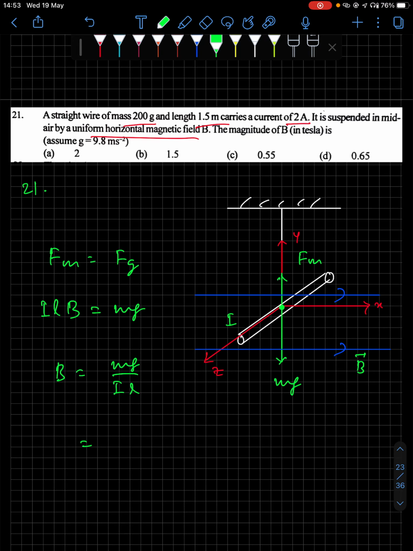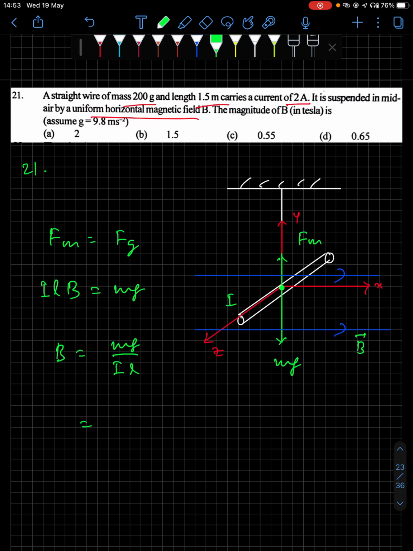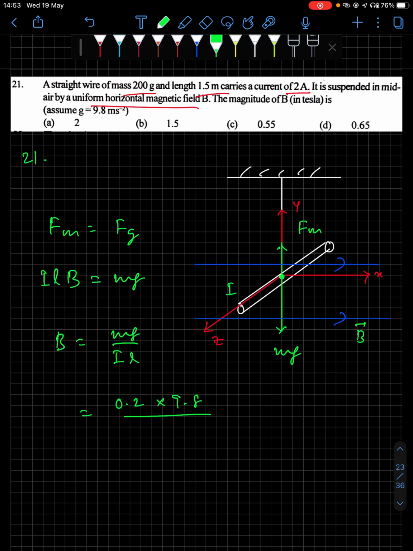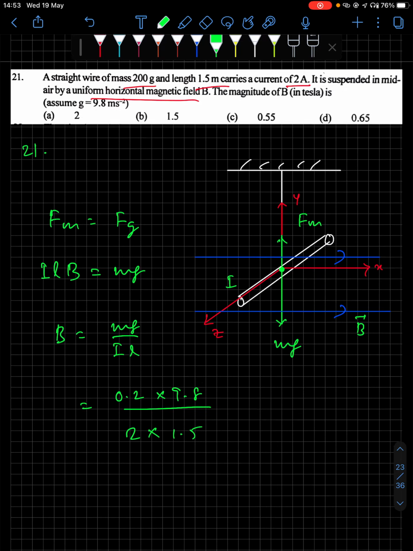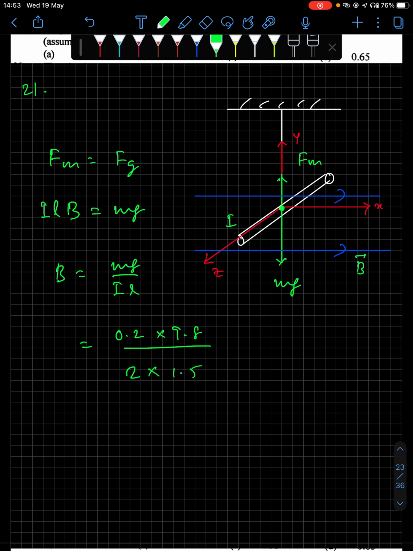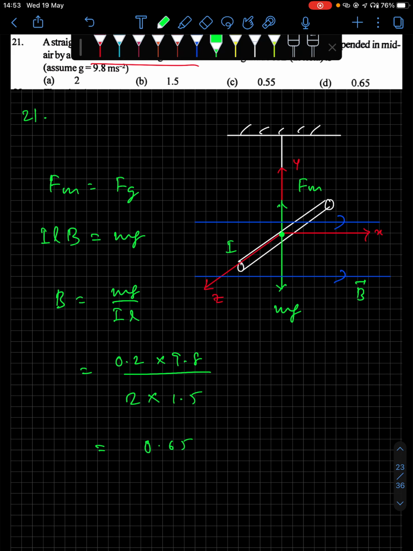Now you can place the values given. Mass is given as 200 grams, that is in CGS, so convert that into kg, 0.2 kg into 9.8. The value of g has to be used as 9.8, it is given in the question. The current value is 2 ampere and the length is 1.5. So after calculation, you get this as 0.65. So we'll go with option number D.